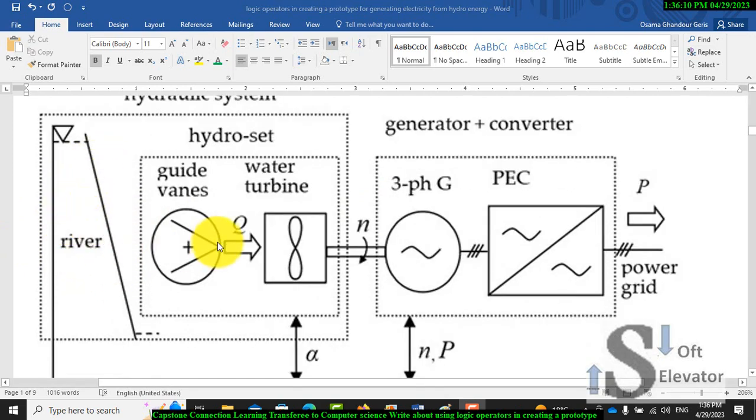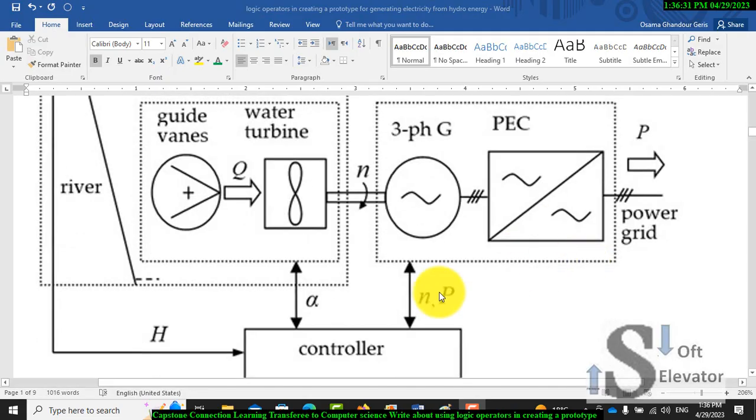Here the dam, and here the hydro set guide vanes to direct water to the water turbine, and from the turbine this will rotate, and this cable will transfer rotation to the generator, three-phase generator, and from here we can collect the power to the power grid. Okay, so we have here a controller for the mechanical stage and the electrical generating electricity stage.